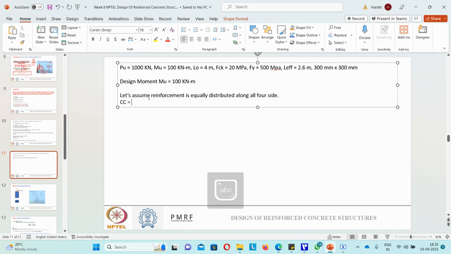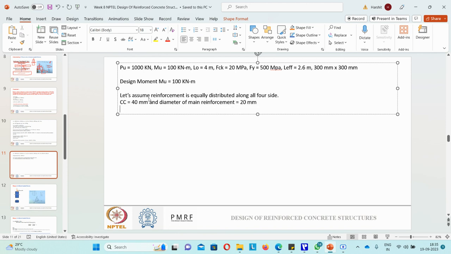and I am assuming a clear cover of 40 mm. Okay, and diameter of bar, that also I need to assume because I need to calculate the effective cover. So diameter of main rebar, that is main reinforcement. Let's take it as 20 mm. So my effective cover will be 40 plus 20 by 2, that is 10. So my effective cover will be 50 mm.